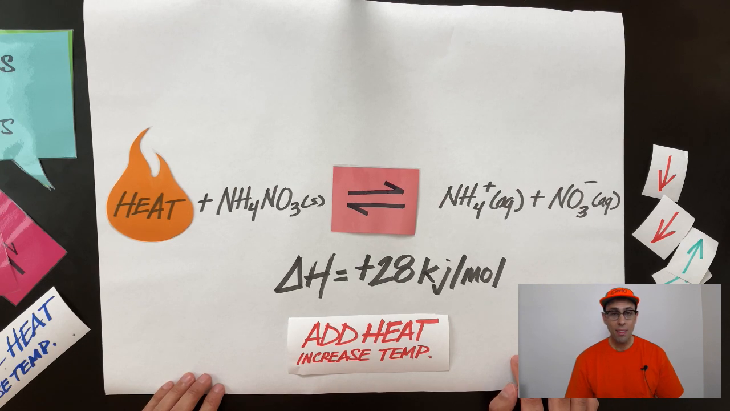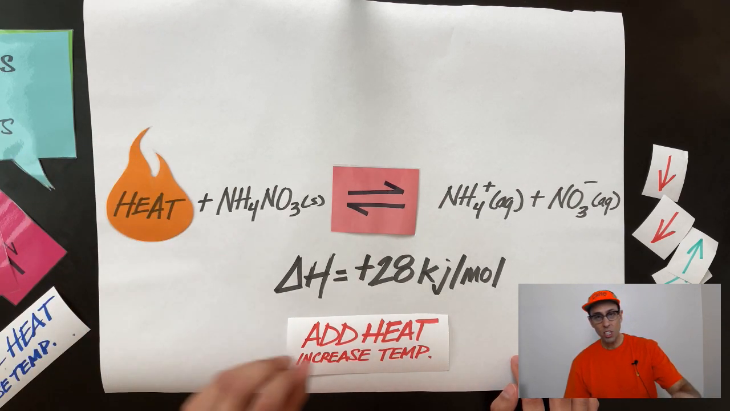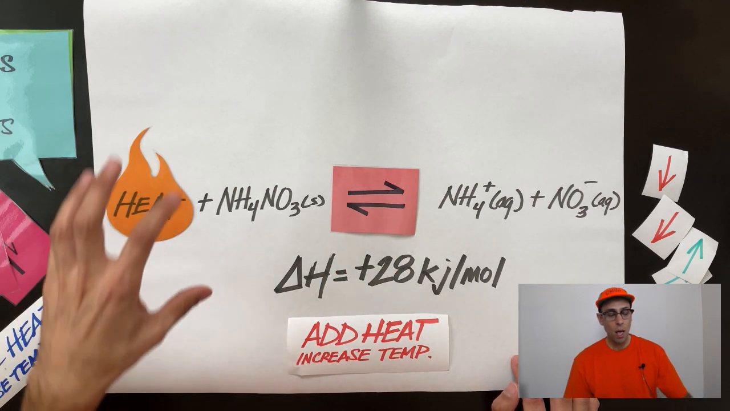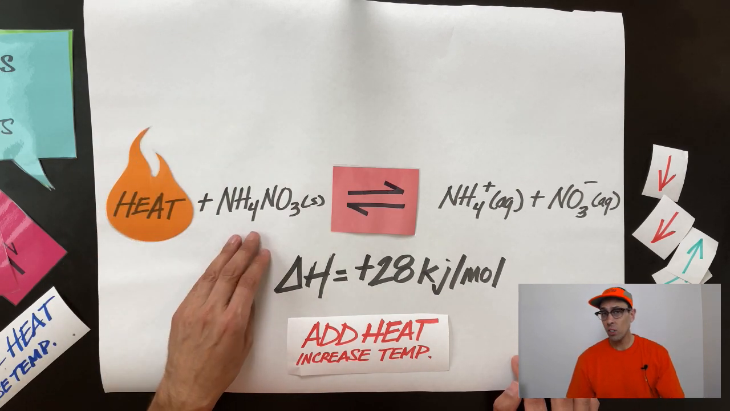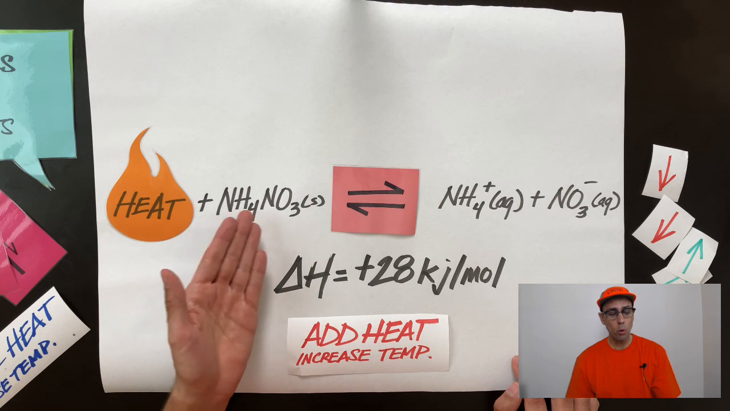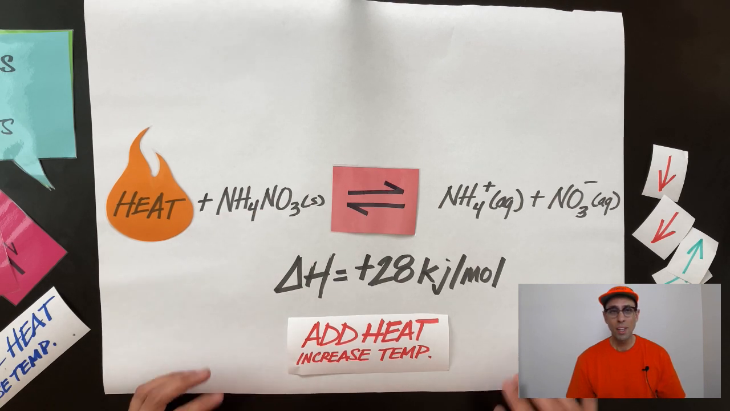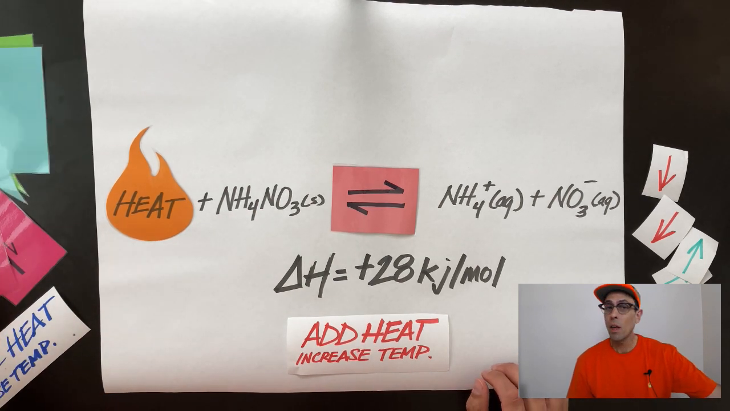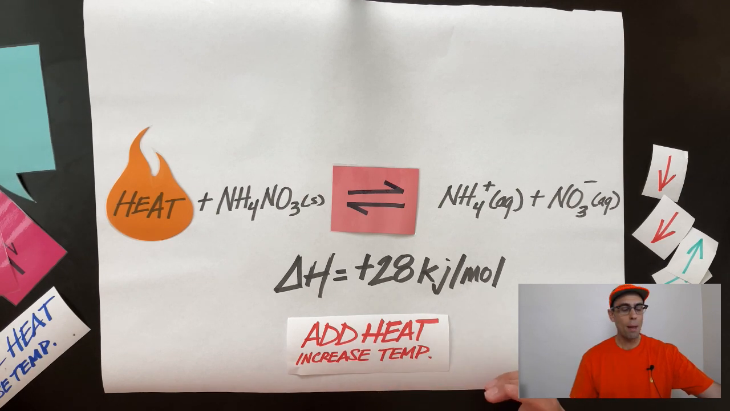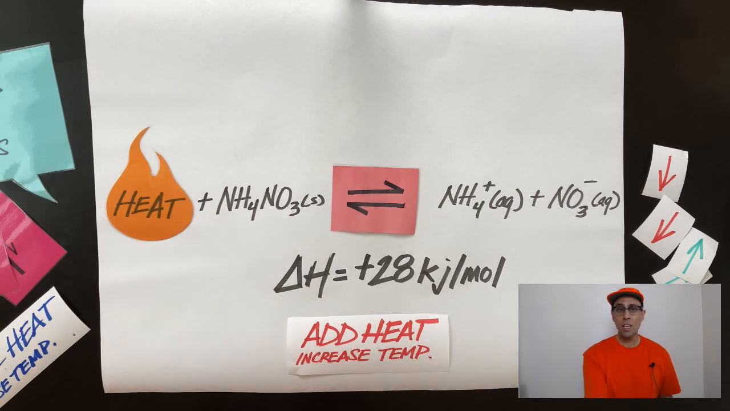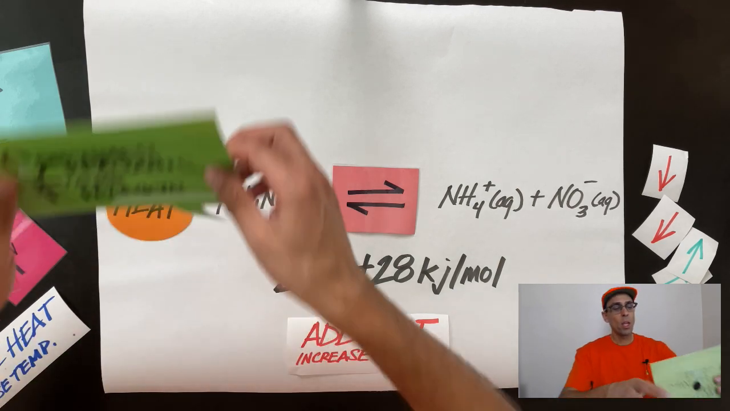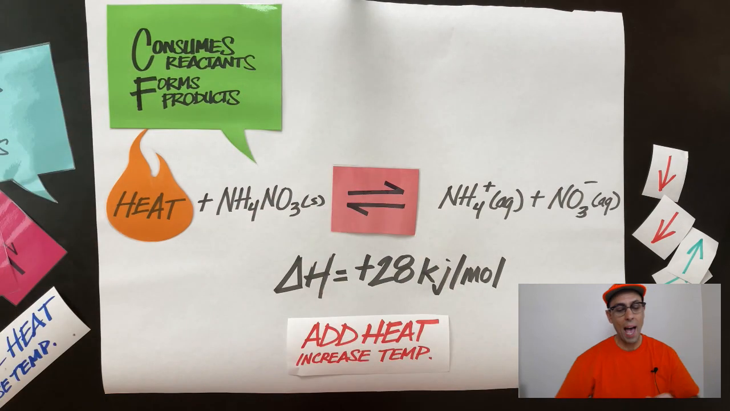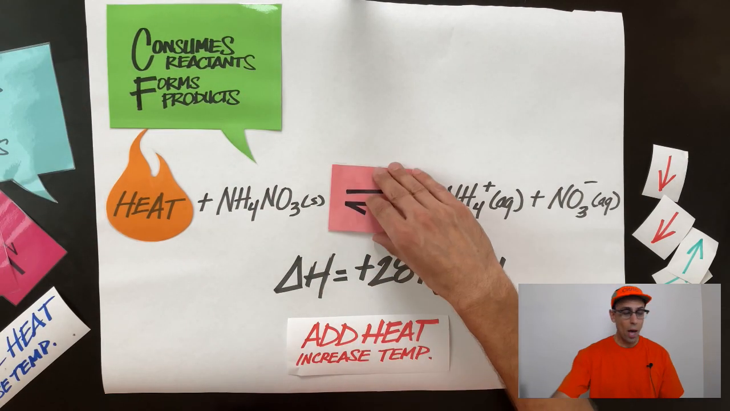Well, again, this means that we're going to be disrupting the equilibrium state by adding too many things on this side. It would be the same as increasing the concentration of our ammonium nitrate compound. So in response to that, the reaction is going to try to reestablish equilibrium by using up those reactants, whether it be extra heat, as we have in this case, or extra reactant. So it's going to consume reactants and form more products.